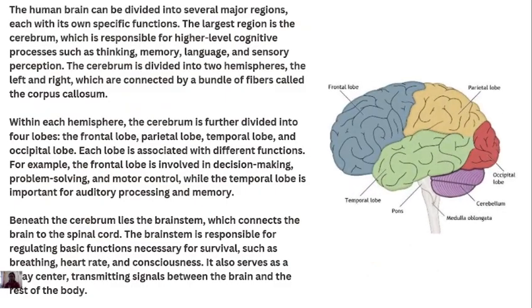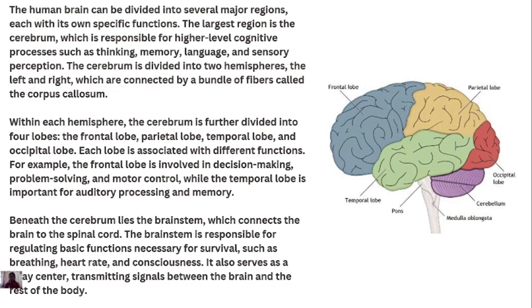The human brain can be divided into several major regions, each with its own specific functions. The largest region is the cerebrum, which is responsible for high-level cognitive processes such as thinking, memory, language, and sensory perception. The cerebrum is divided into two hemispheres, the left and right, which are connected by a bundle of fibers called the corpus callosum. Within each hemisphere, the cerebrum is further divided into four lobes: the frontal lobe, parietal lobe, temporal lobe, and occipital lobe.